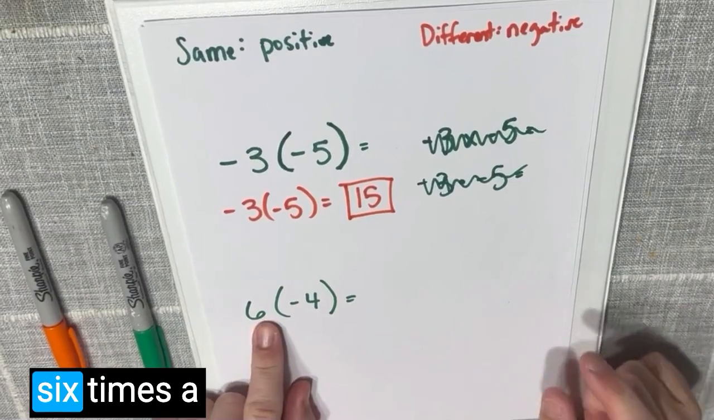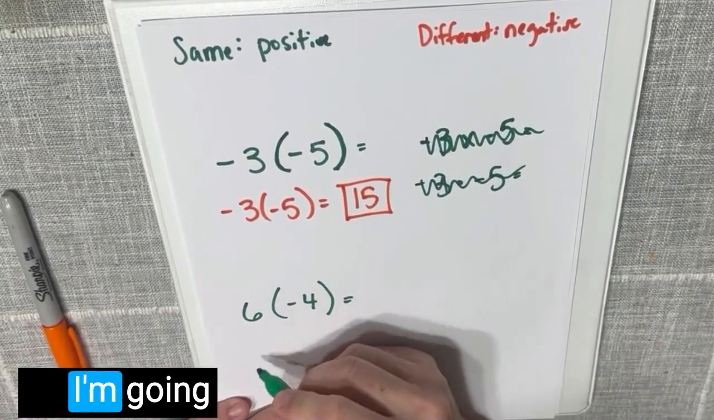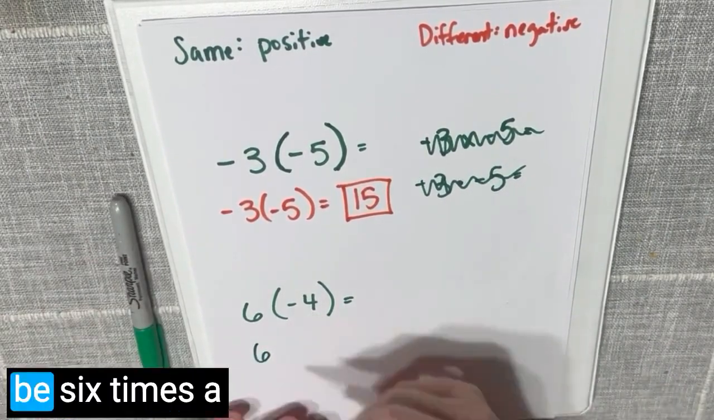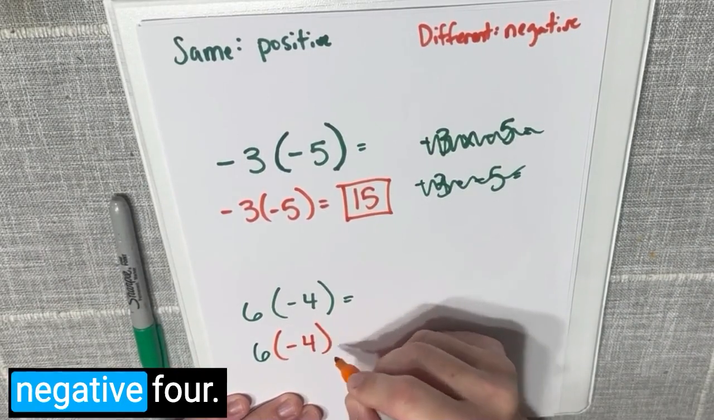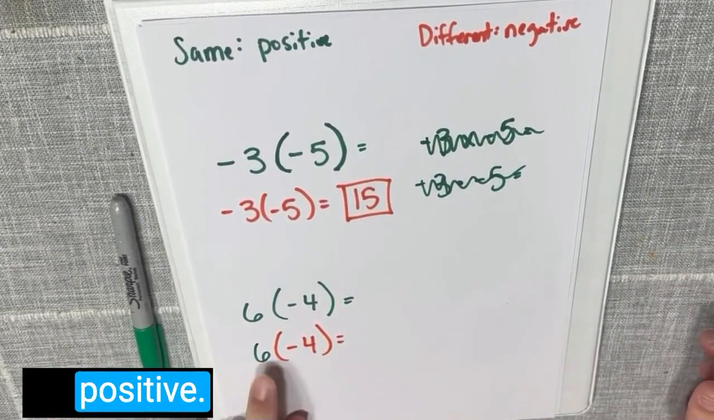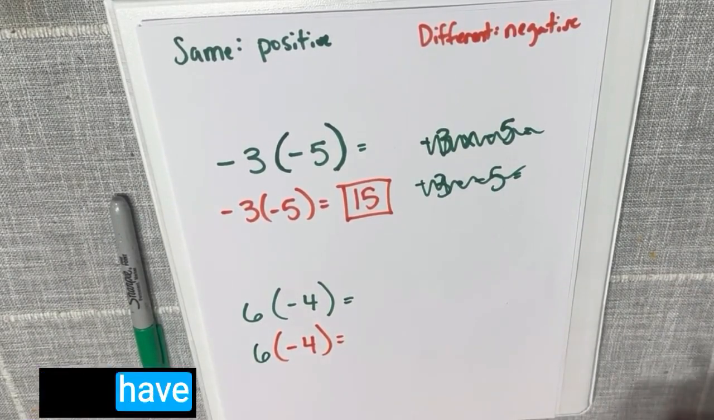We have a 6 times a -4. All right. So the 6 is a positive, so I'm going to write that in green. But when I look over here at the 4, that is a negative value. So it's going to be 6 times a -4. Okay. So obviously the first number is written in green. That means it's positive. The second number is written in orange because it was a negative.